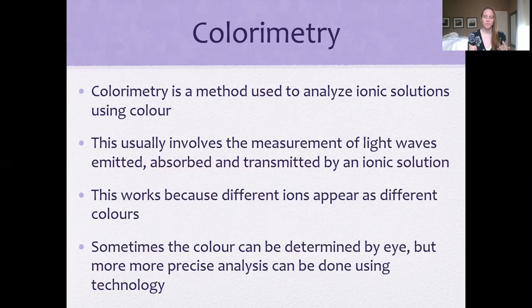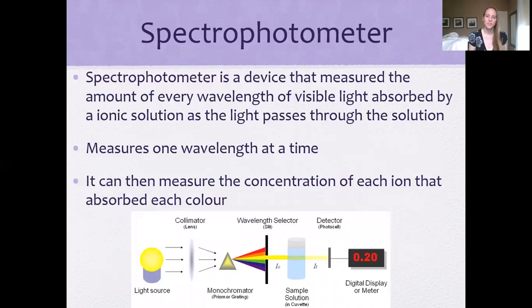Sometimes that color can be determined just by the naked eye, but using different technology can make that a lot more precise. So the first type of technology is the spectrophotometer, which is a device that measures the amount of every wavelength of visible light that is absorbed by an ionic solution as the light passes through that solution. And it just measures one wavelength at a time.